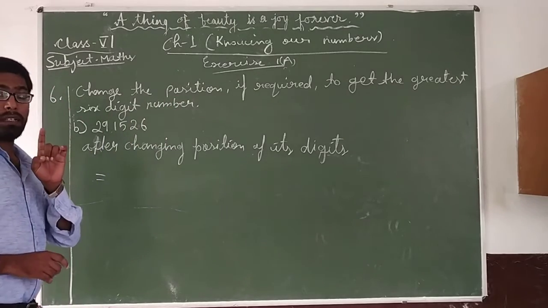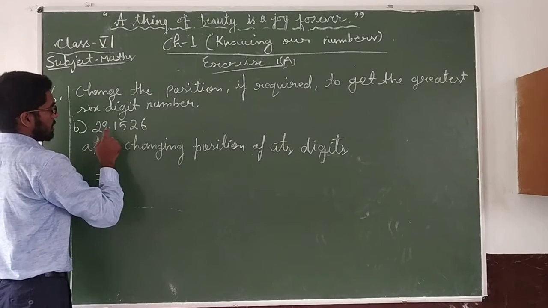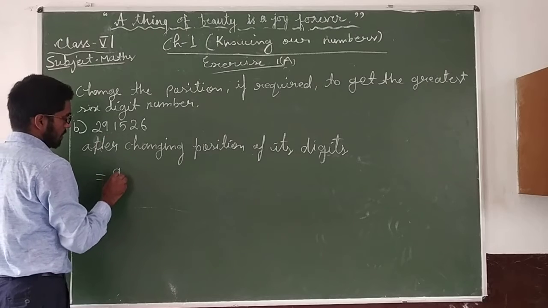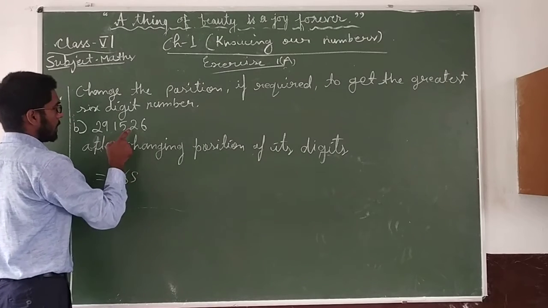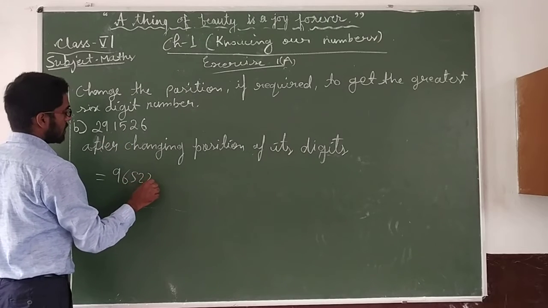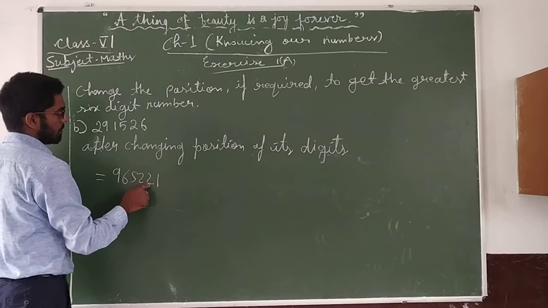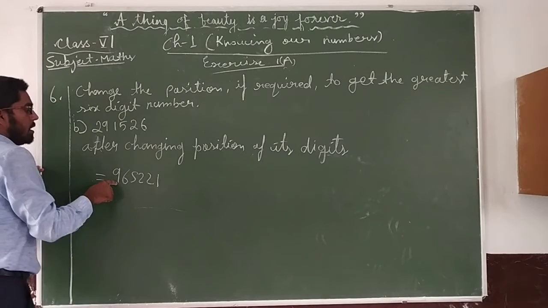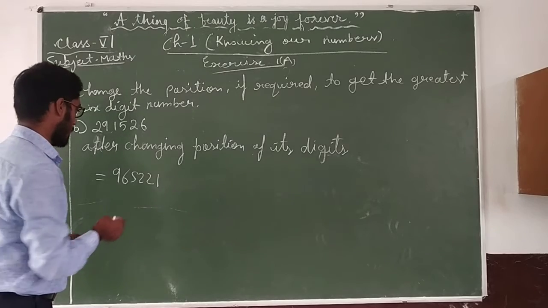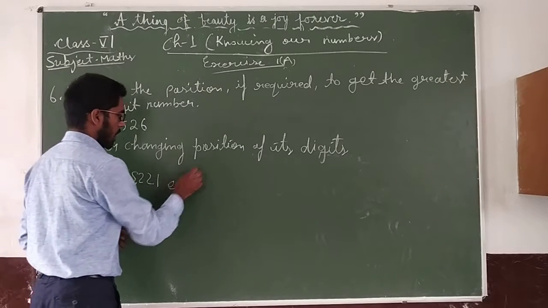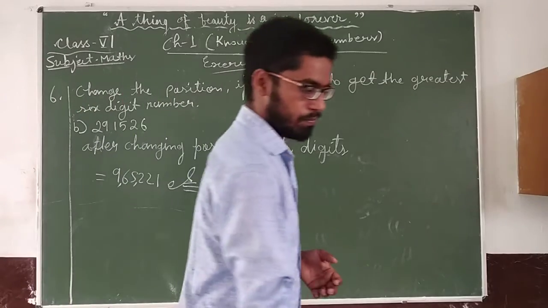First you will write the digit which is greatest. Which digit is greatest in this number? 9. And after that 6. After that 5. After that 2. And 2 is written here 2 times, and then 1. 1, 2, 3, 4, 5, 6. And now you can see 9, 6, 5, 2, 2, 1. This number is greatest. Okay? That will be your answer. So let us solve the next question.